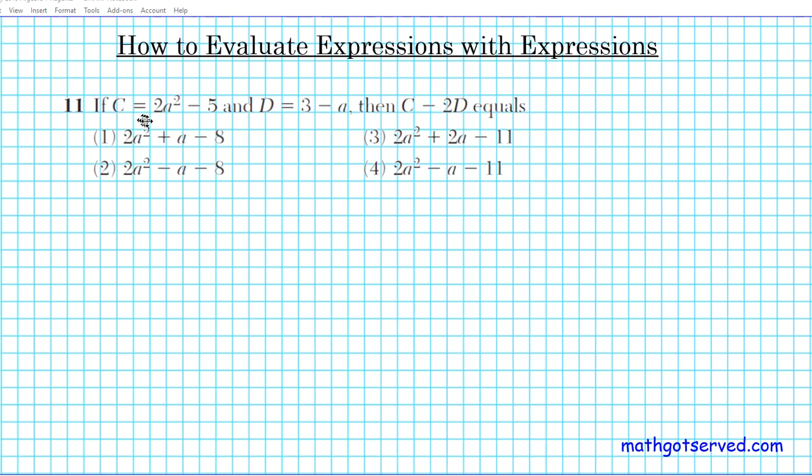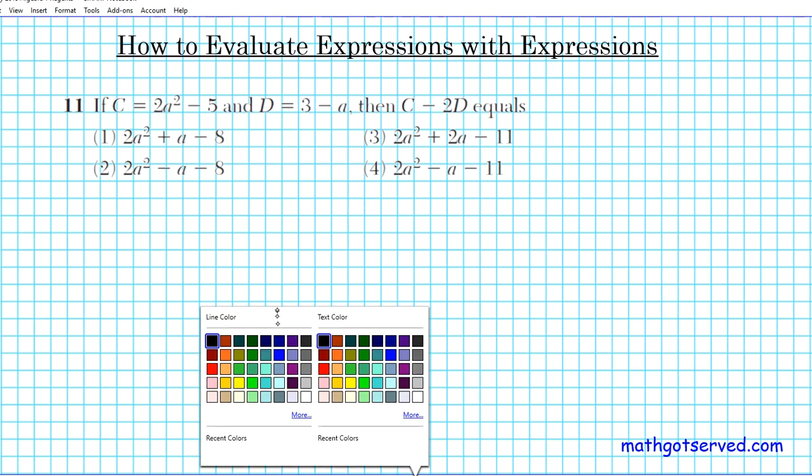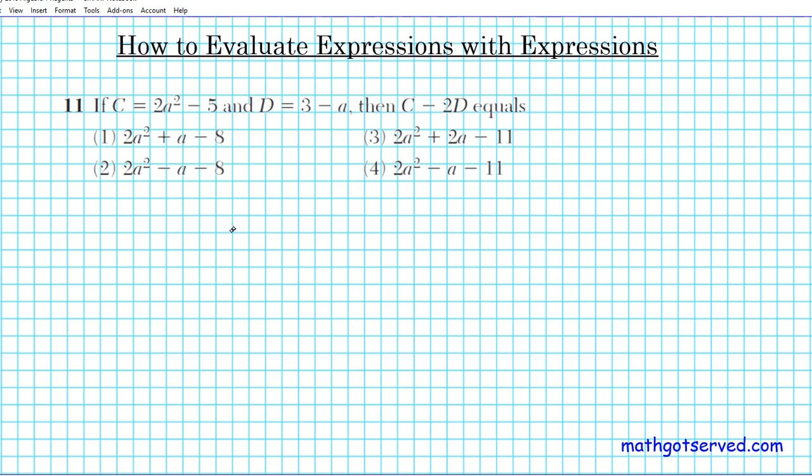So it reads, if c equals 2a squared minus 5 and d equals 3 minus a, then the expression c minus 2d equals. So let's go ahead and start by specifying what c and d are. In this problem, c is 2a squared minus 5 and d is 3 minus a. And then we have to evaluate this expression c minus 2d using these two pieces of information.